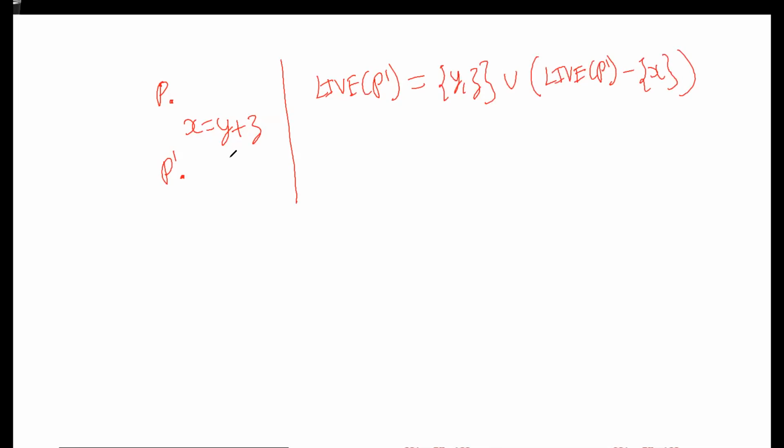It doesn't mean that x is not live at program point P prime. For example, after program point P prime, if we have something like w = x + 1, then you can immediately see that x is live at the program point P prime, but it is not live at the program point P because it is being defined before it is being used at the instruction w = x + 1.